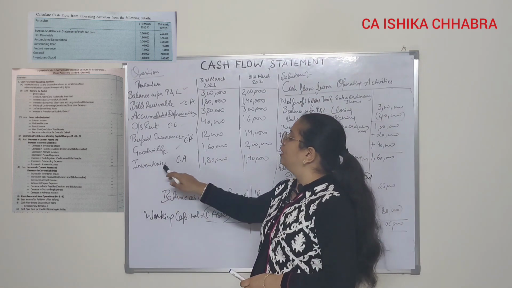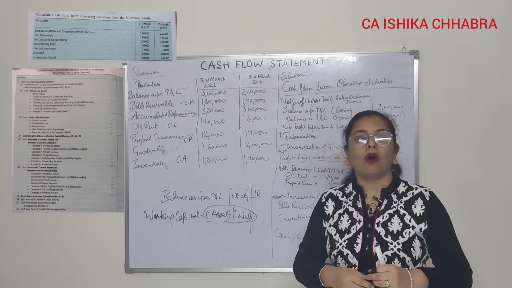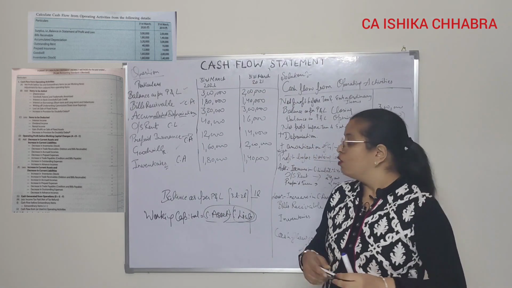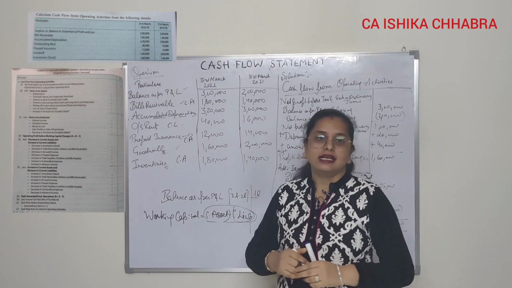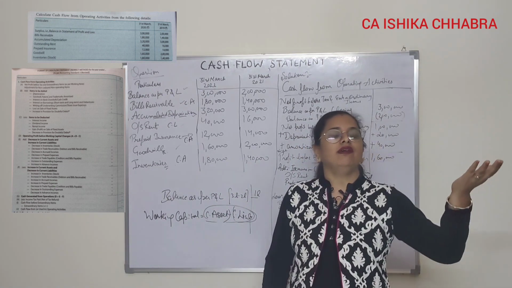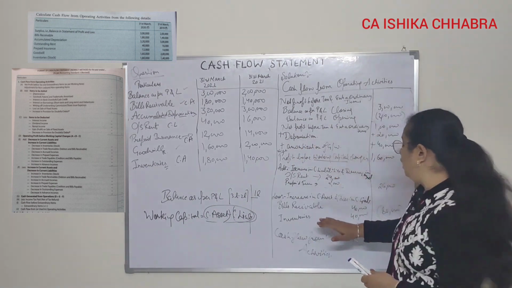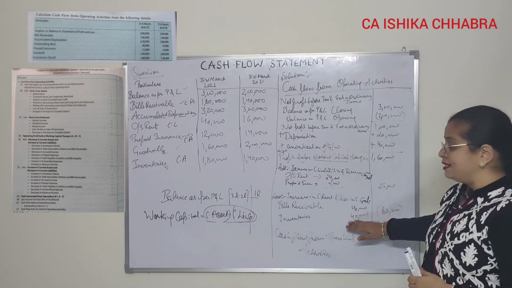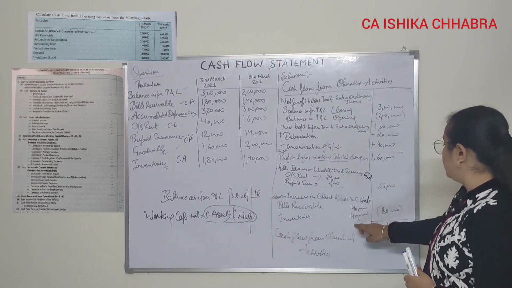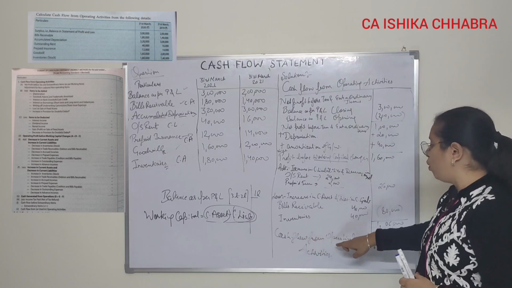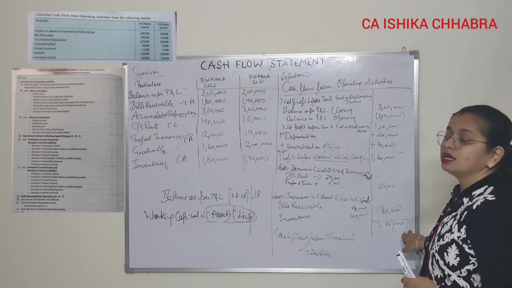Goodwill is already taken. Inventories. Inventories are our stock and it is a current asset. So we check, it is increased. When an asset increases, we will subtract it. Then we will total it, and it is our cash flow from operating activities, 1,06,000.